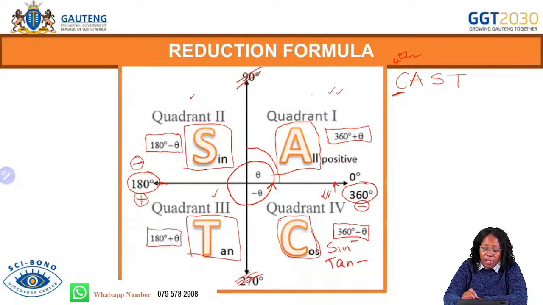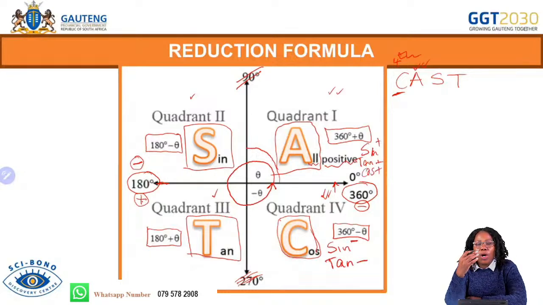Okay. And then now let's move to the A in our CAST. That is quadrant 1. In quadrant 1, all ratios are positive. You have sine, it will be positive. Tan will be positive. And the cos will be positive. All our ratios, even its reciprocals, will be positive in that particular quadrant.